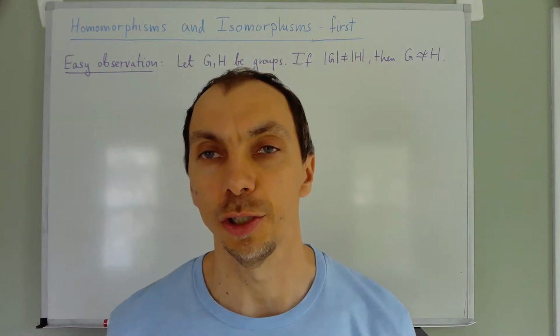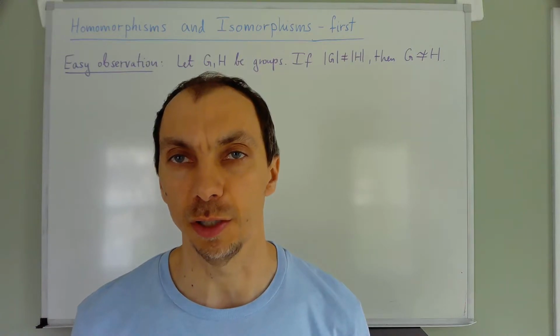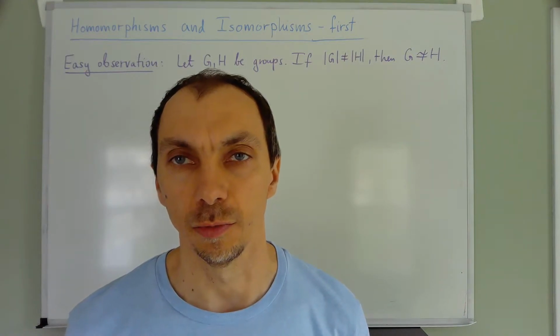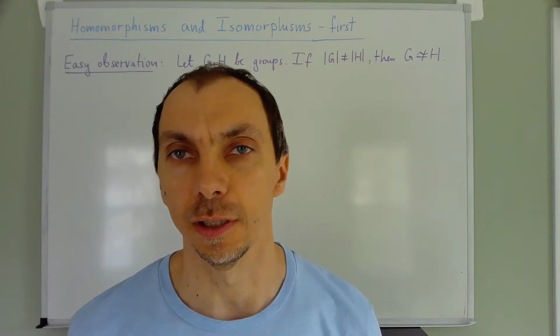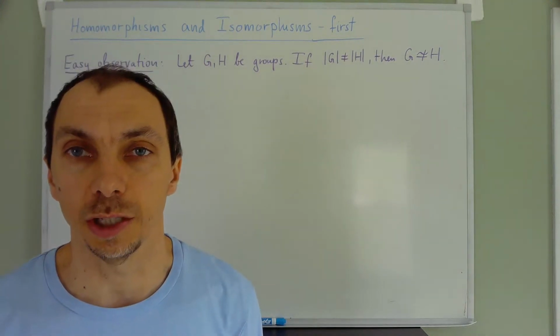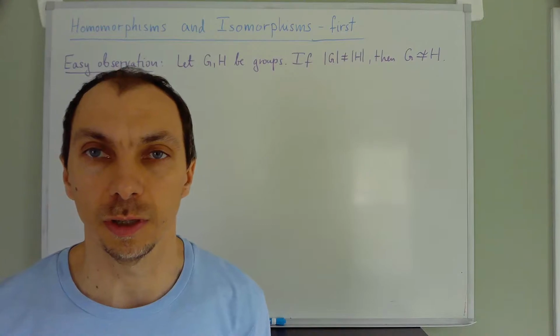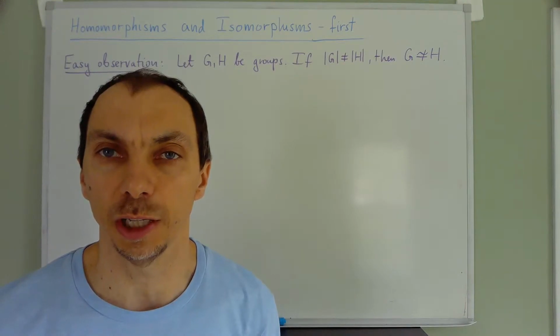As I have already mentioned, one of the purposes of group theory is to be able to say when two groups are isomorphic, so look identical from the point of view of group theory, and which aren't. So we start with the following easy observation, namely, isomorphism is a bijection. So if the two groups do not have the same number of elements, that means there couldn't possibly be a bijection between them.